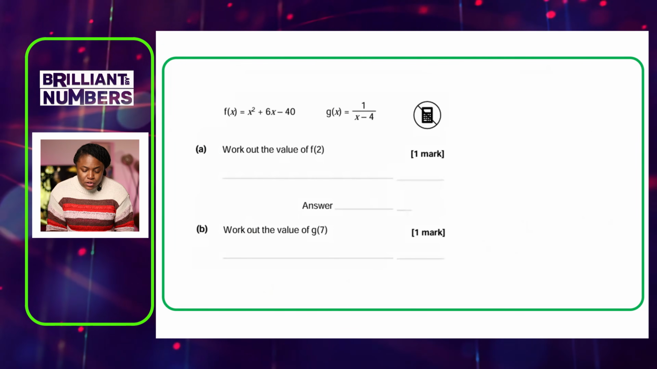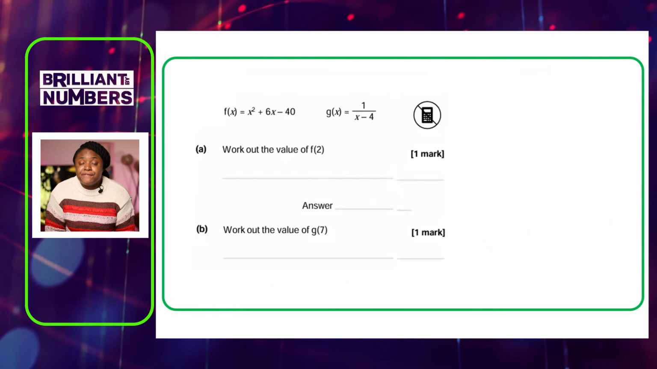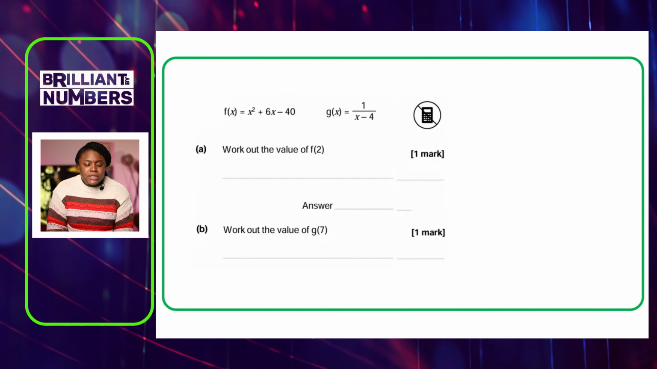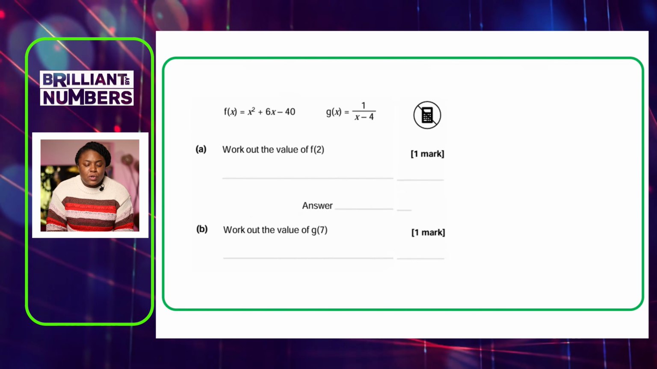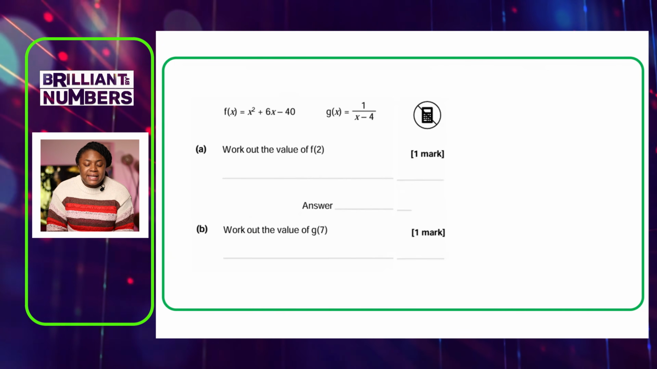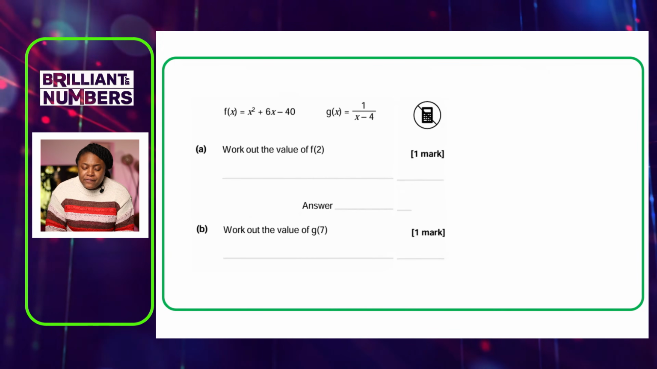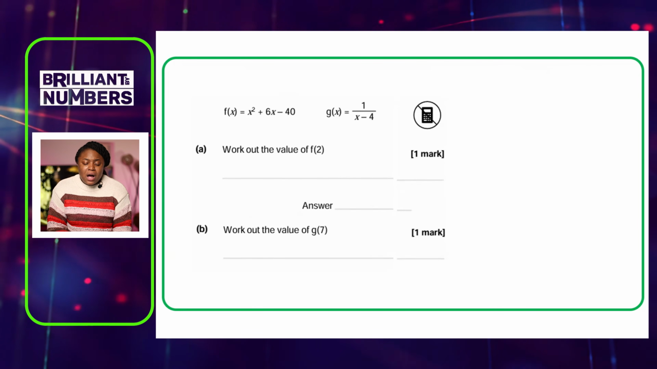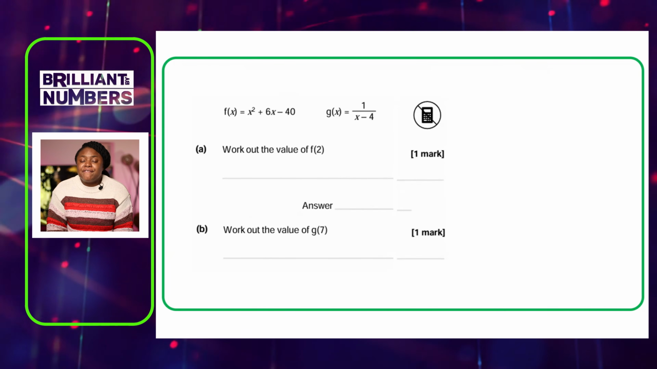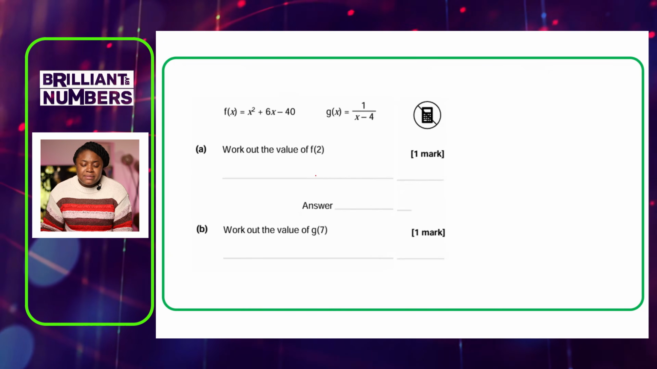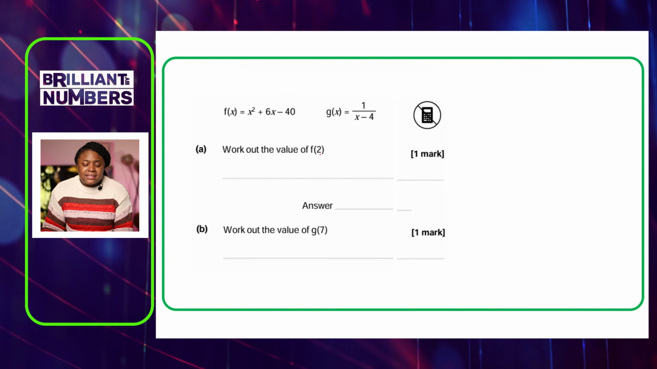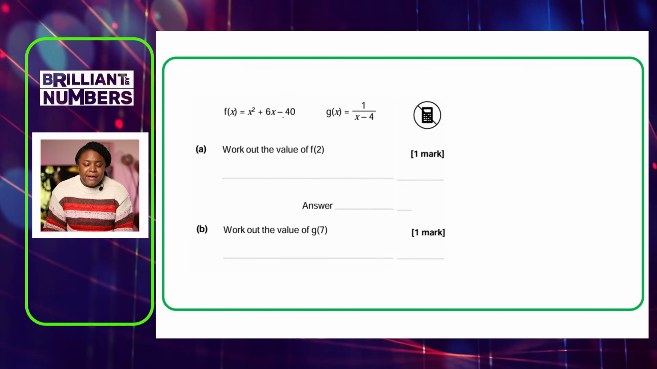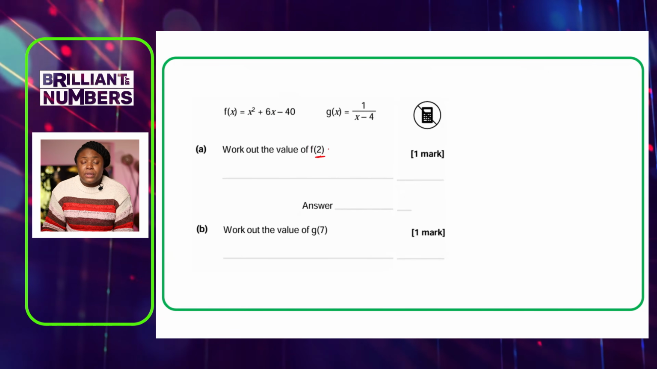All right, we move on to our next question, which is on functions. So we're told here that f of x is equal to x squared plus 6x minus 40, and g of x is equal to 1 divided by x minus 4. We're asked to work out the value of f of 2. What this means is that wherever x is in the function f, we should replace it with 2.